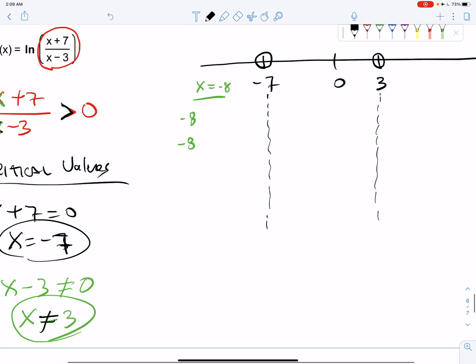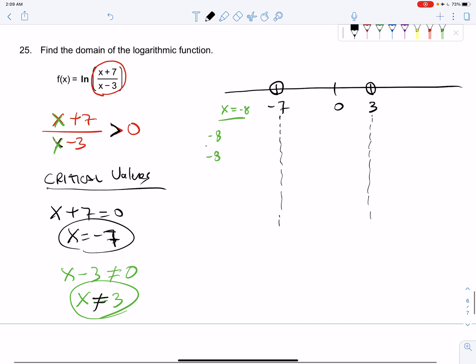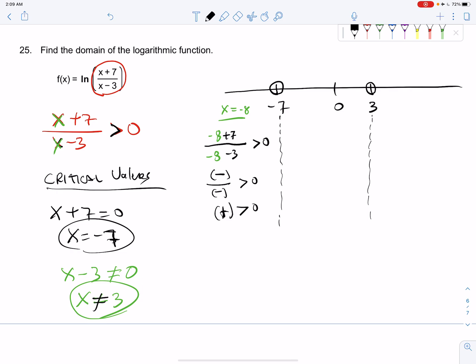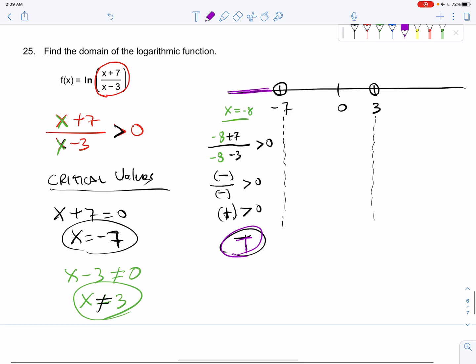So I put a negative 8 in there, plus 7, and negative 8 minus 3 must be greater than 0. We're really just looking at signs, and the numerator is going to be negative. Denominator is going to be negative. Negative divided by negative is positive. Is a positive greater than 0? And that is true. Positive is definitely greater than 0. True. So when it's true, we go ahead and jump for joy and shade it.